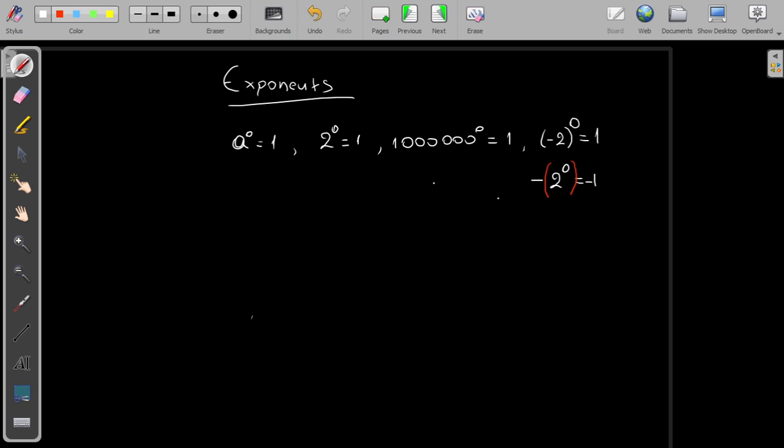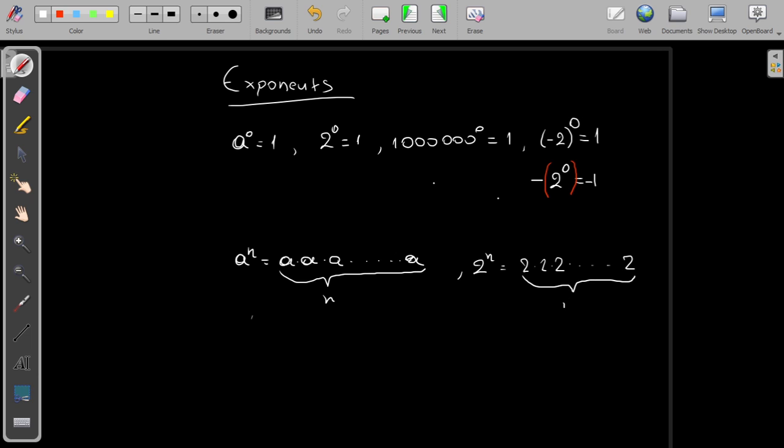Now the next obvious property, a to the power of n, it means a times a times a times a. How many times? N. 2 to the power of n means 2 times 2 times 2 times, how many times? N times. An example, 2 to the power of 3 is going to be 2 times 2 times 2, which is 8.